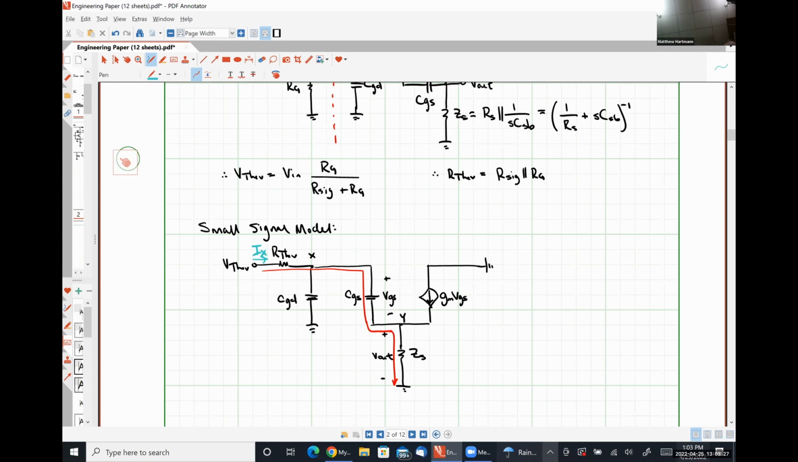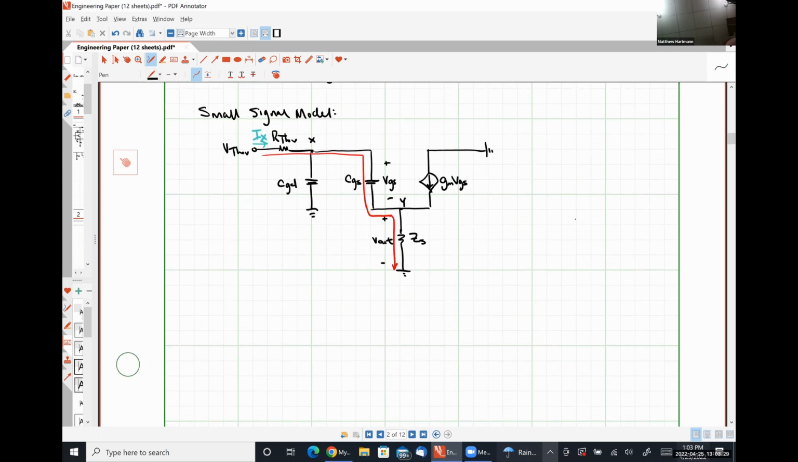Okay. So applying KVL, we get V Thevenin is equal to R Thevenin times IX plus VGS plus V out. I'm going to call this equation 1. Are we okay with this representation?